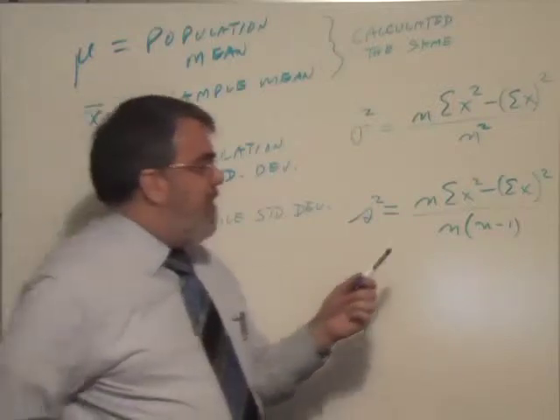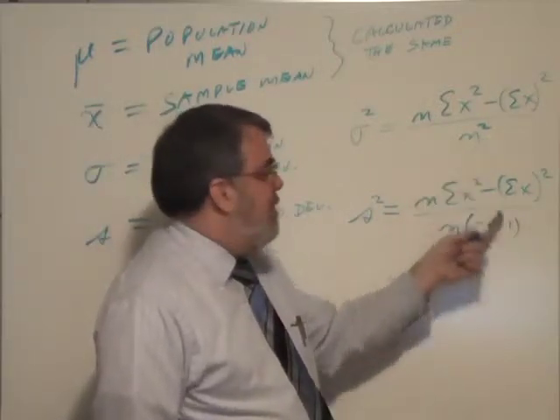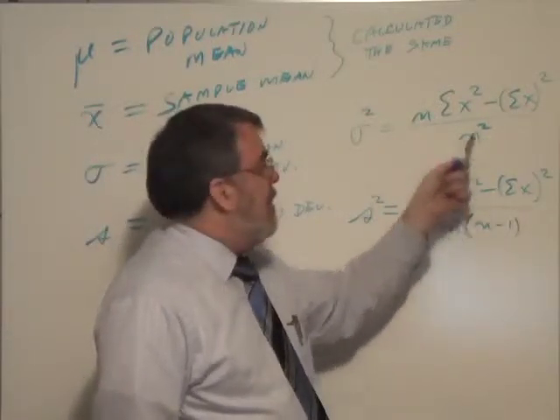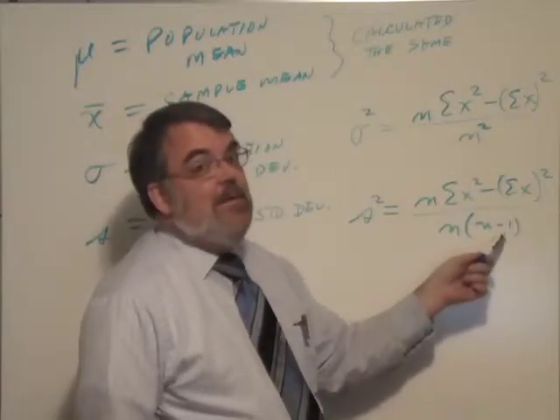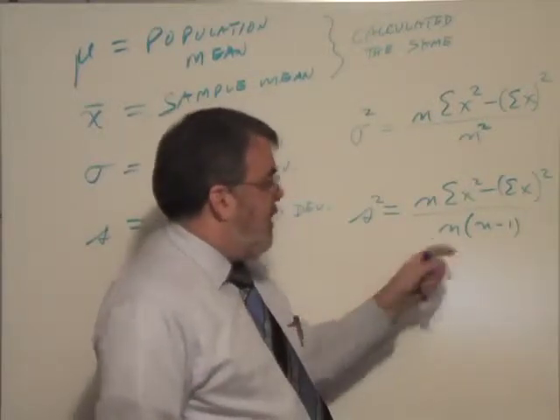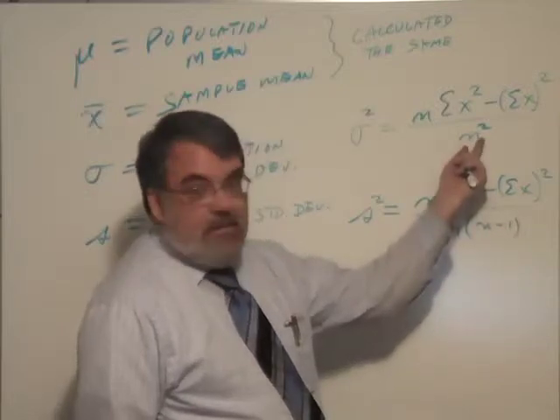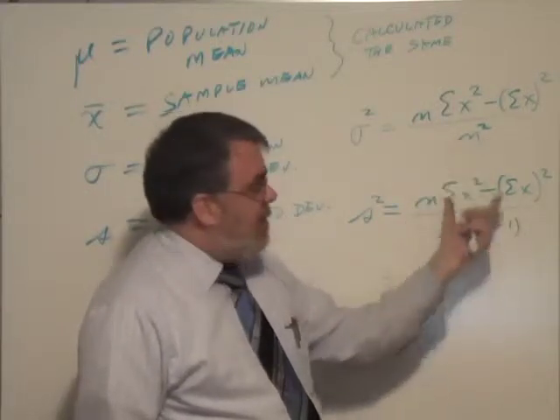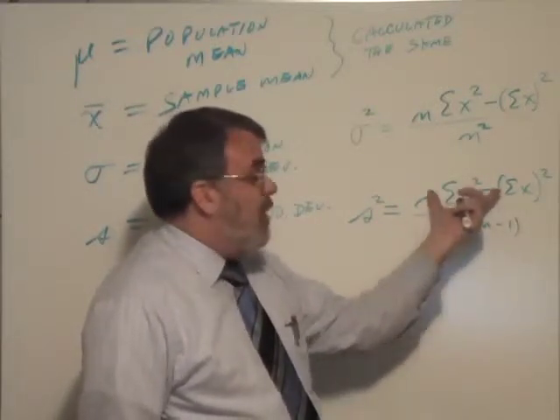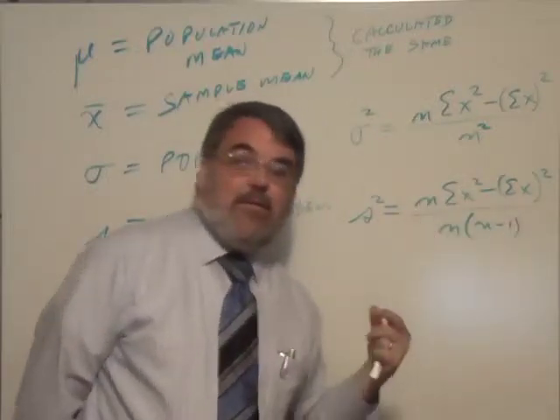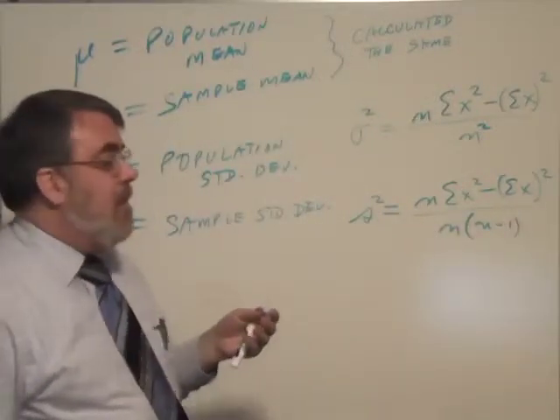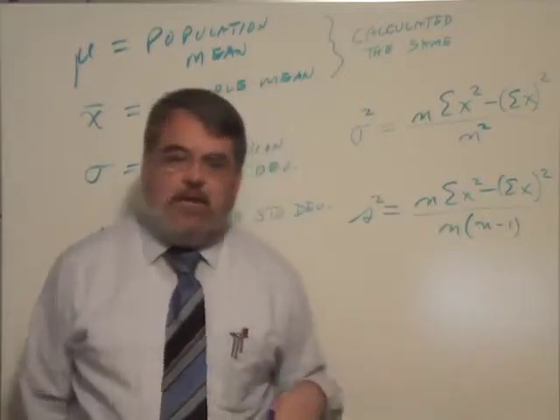So we have changed one of these n's to an n minus 1 when we go to the sample standard deviation. This is a smaller number than n squared. A smaller denominator means a larger variance, or larger sample standard deviation, than the population standard deviation.